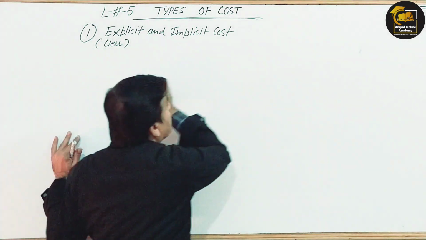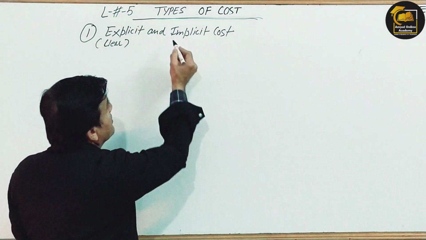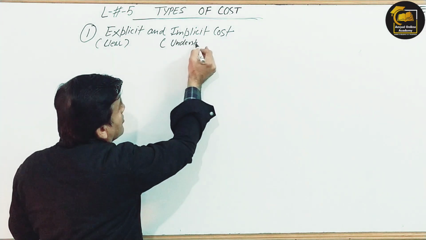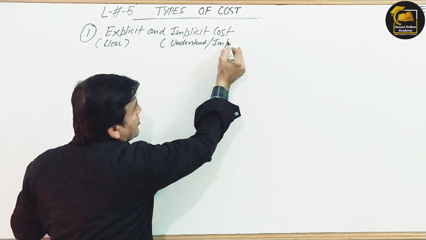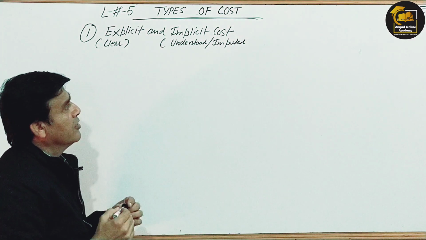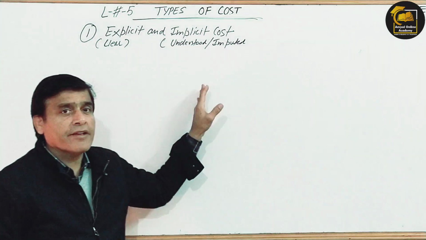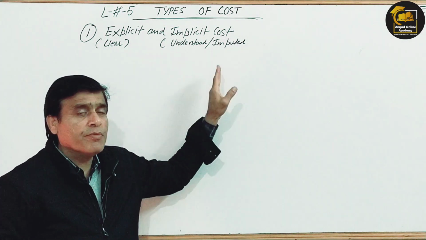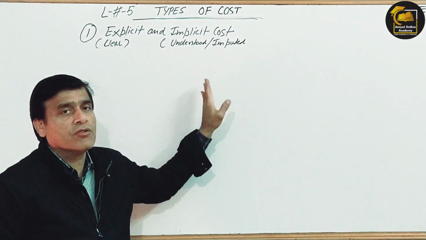Now we're going to tell what implicit means. First, implicit literally means understood. Here it is also known as imputed cost. Understood imputed cost, that has bearing maybe on the productivity or the profitability of your business, but that cannot be shown anywhere. That is known as implicit cost.